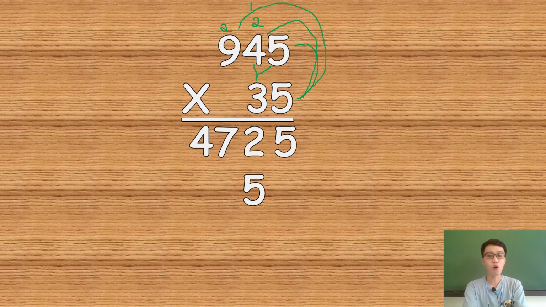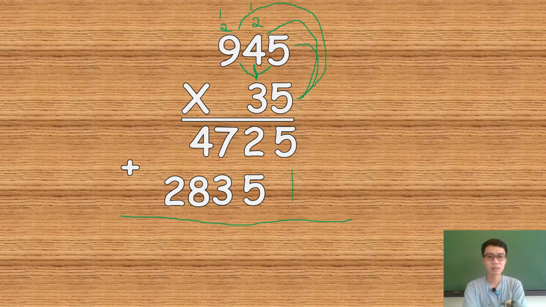3 times 4 is equal to 12, plus 1 is equal to 13. Write 3 and then carry 1. 3 times 9 is equal to 27, plus 1 is equal to 28. So the next thing that we're going to do is to add the partial products. Let's add.